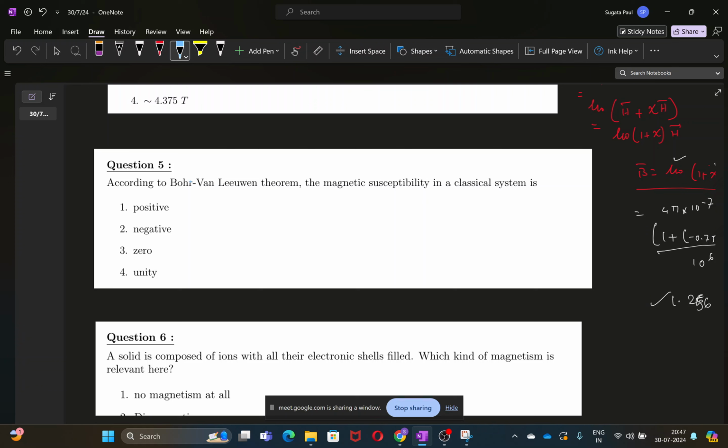So it is said that according to Bohr-Van Leeuwen theorem, the magnetic susceptibility in a classical system is what? The options are positive, negative, 0 and unity. So I hope you know the answer. If you know the answer, you can tell me or I will let you know. Okay. So just think of what will be the answer for this question.